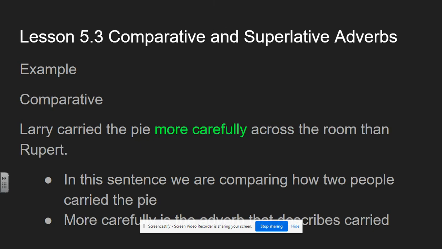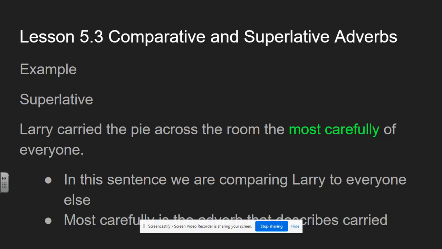Now we're ready for the next example. This is the superlative form. Larry carried the pie across the room the most carefully of everyone. So in this case, we're comparing Larry to everybody else that's in the room. So most carefully is the adverb that describes carried. Please stop your video and please write this information in your yellow notebooks.